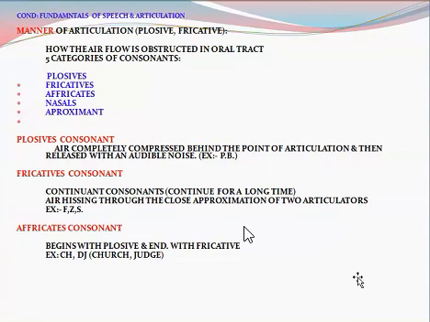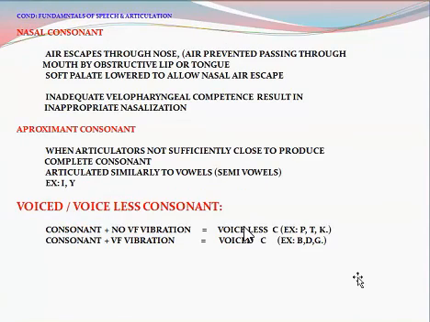Nasal consonants: air escapes through the nose. The air is prevented from passing through the mouth by obstruction of the lip and tongue. The soft palate is lowered to allow the nasal air to escape. Normally, this is the normal sound we call a nasal consonant. When more space is created, we call this rhinolalia aperta.